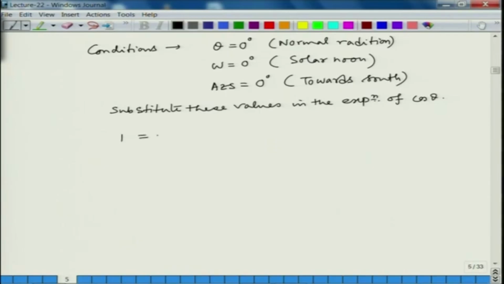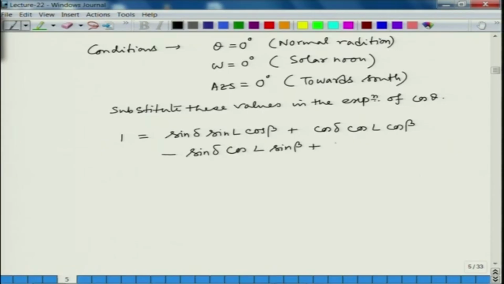So, you can write 1 equal to sin delta sin L cos beta plus cos delta cos L cos beta, because omega is 0 degree at solar noon. So, that means cos omega is 1, minus sin delta cos L sin beta plus cos delta sin L sin beta. Okay. So, this is the simplified expression.